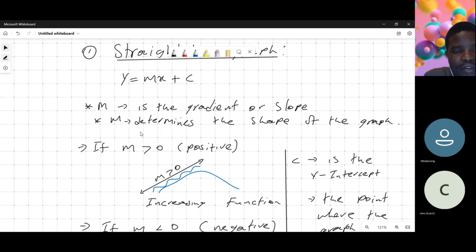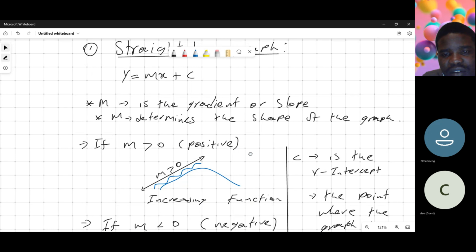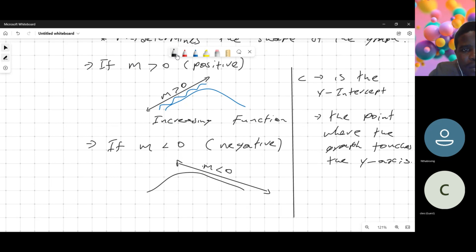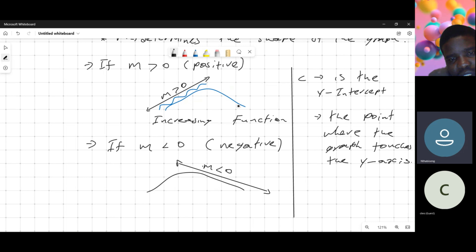meaning that the value of m will tell us the shape of the graph, whether the graph is an increasing function or a decreasing function. So if m is positive, or if m is greater than 0, we will have a graph of this shape, in such a way that it will look like you are climbing the stairs or climbing a cliff. So that would be the shape of the graph if m is positive.